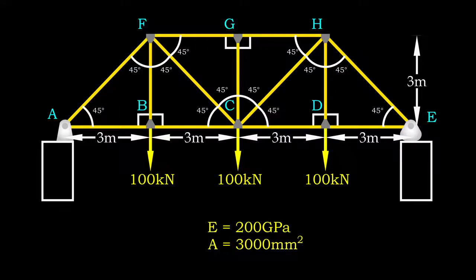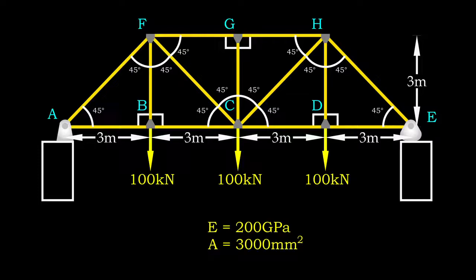Virtual work is applicable to determine knot deflection in truss. Let's say we have a 4-panel Warren truss with total span of 12 meters. The truss members are made of structural steel and let their cross-sectional area be 3000 mm square.